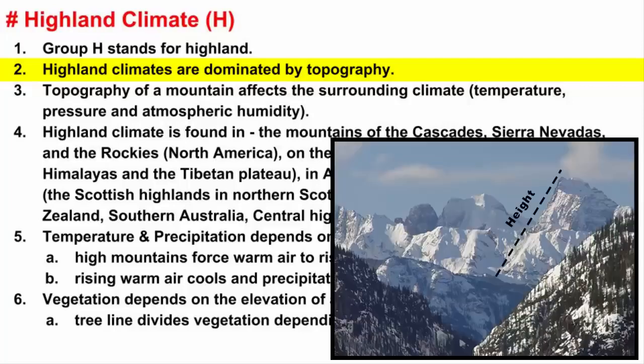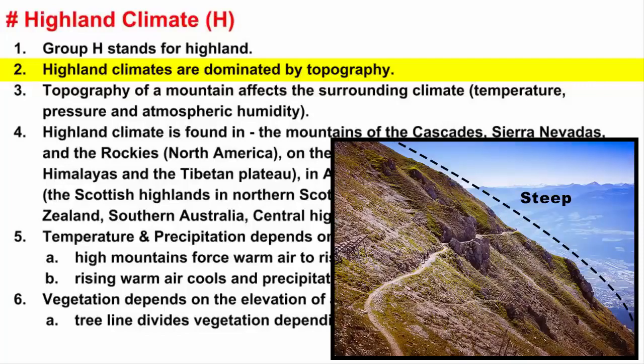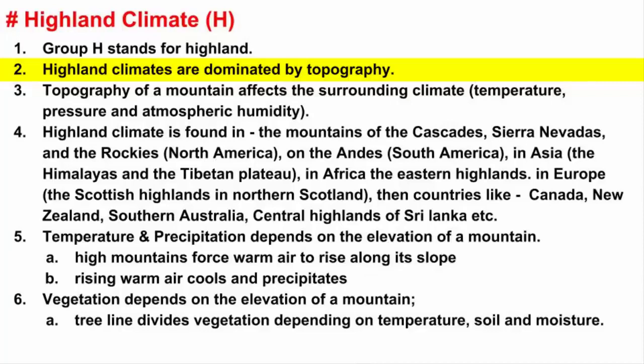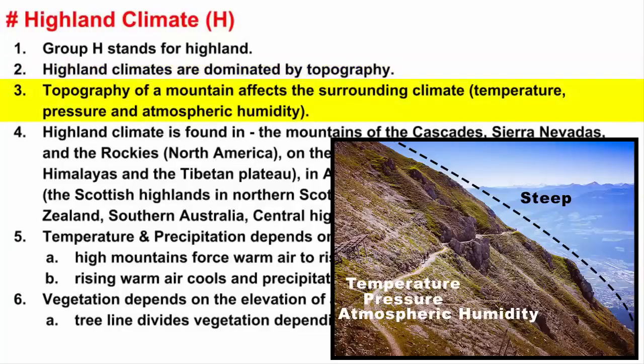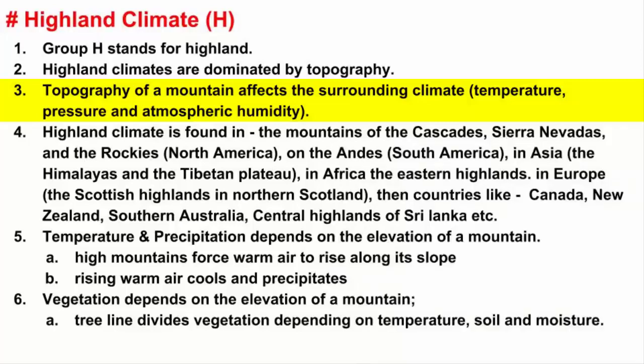By topography, I mean the vertical height of a mountain, then the distance between two mountain peaks, elevation of the mountain, and how steep the mountain slope is. So all these things come under the topography of a mountain. Now, the reason topography of a mountain matters is because it has a direct effect on the nearby region's temperature, pressure, and atmospheric humidity. And if you see, all these three factors, that is temperature, pressure, and atmospheric humidity, are essential components of any region's climate. That's why mountains have their own climate.